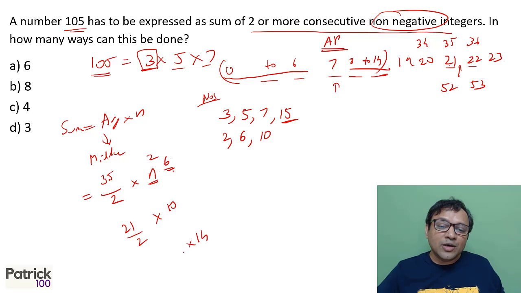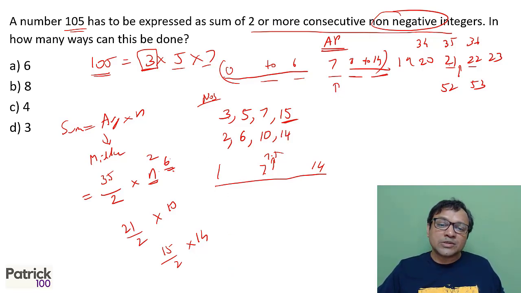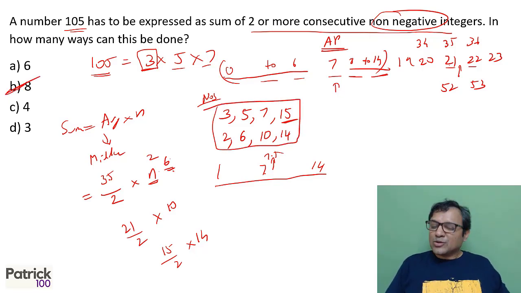If I take 14 out here, the average will be 15 upon 2, 7.5. So 14 is possible. The average will be 7.5 and the number of numbers will be 14. Even this is possible, 14. Further than that will not be possible. We'll go to negative numbers. So these are the 8 numbers possible. So 8. There's also a direct way maybe with using a formula, but this is what you need to understand conceptually.